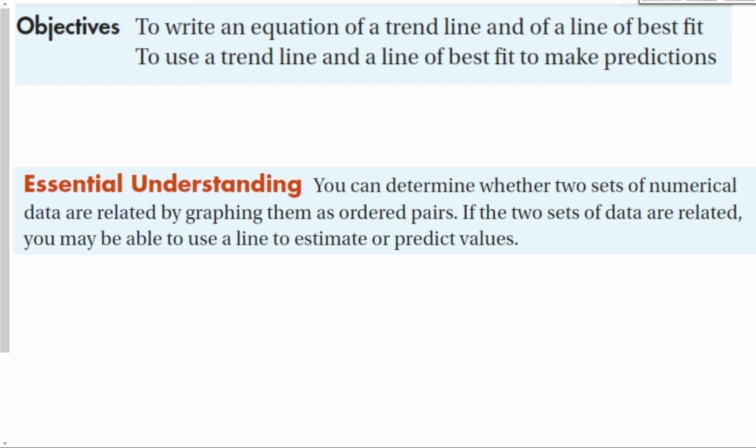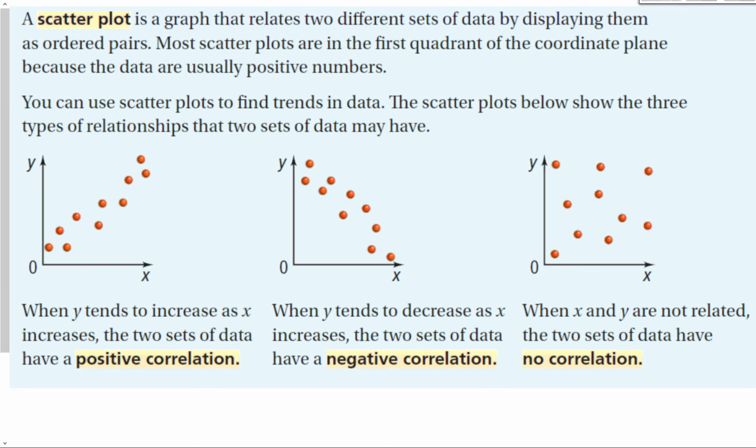So our essential understanding is that you can determine whether two sets of numerical data are related by graphing them as ordered pairs. If the two sets of data are related, you may be able to use a line to estimate or predict the values. So a lot of what we're going to do in this section is looking at data, analyzing data, and an introduction to some stuff that you would see in a statistics class.